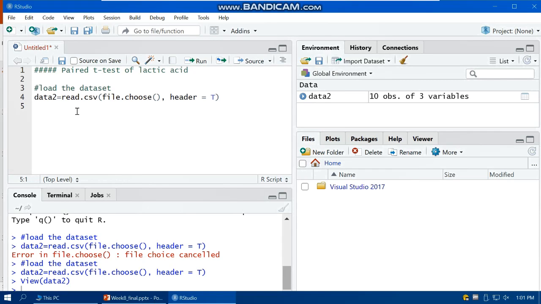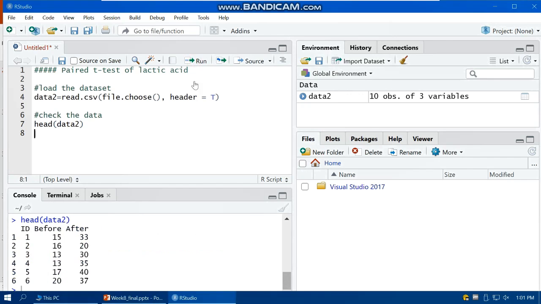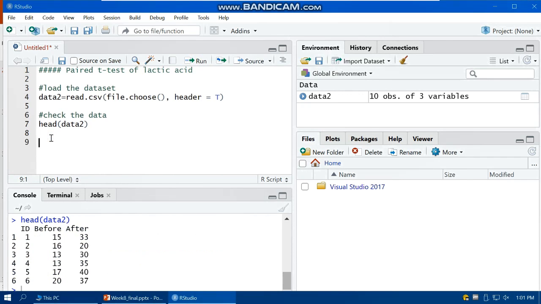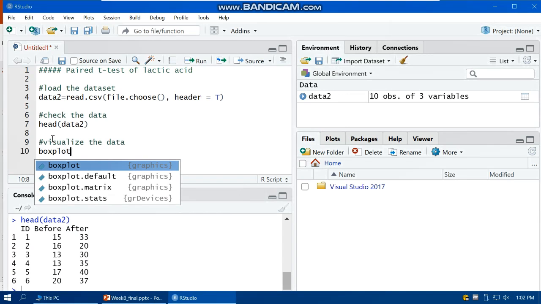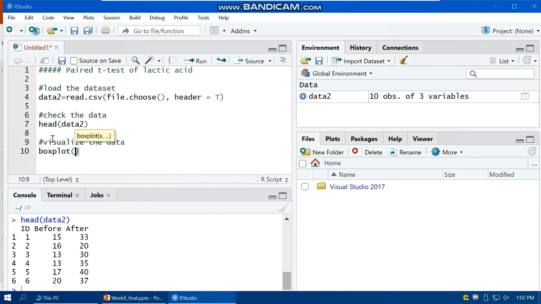We have to always check the data. We can use head of the data set that I have, data2. Here is the data, the first 6 rows. And the next step is to visualize the data, right? It's always a good idea to visualize the data. So we use box plot for before and also after, right?